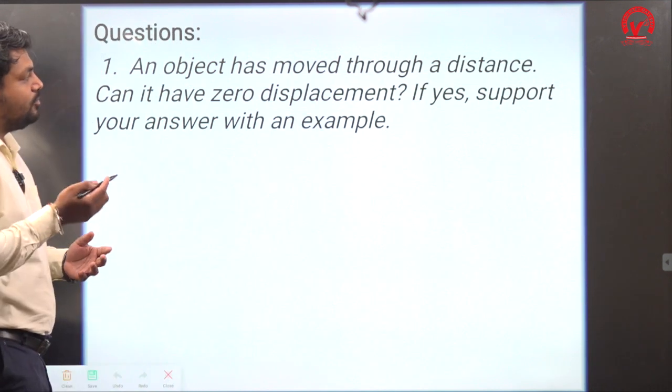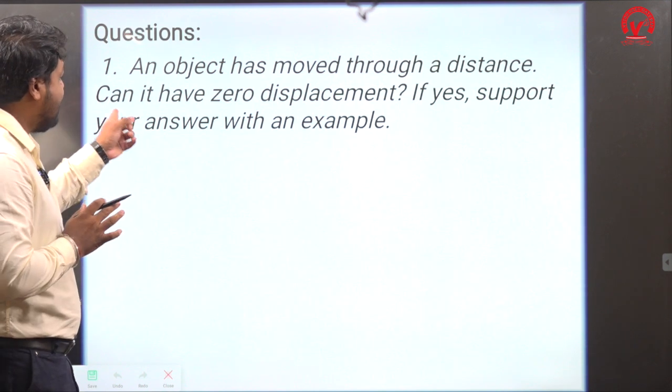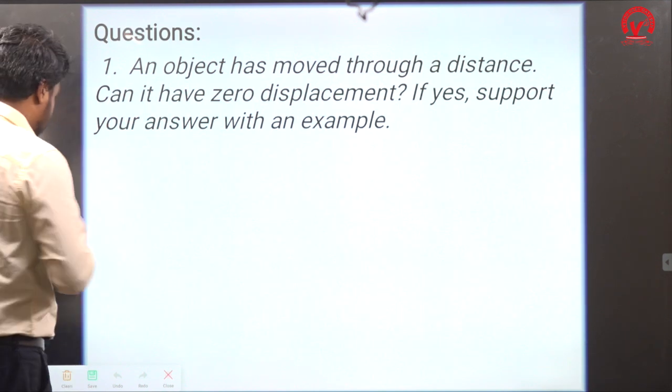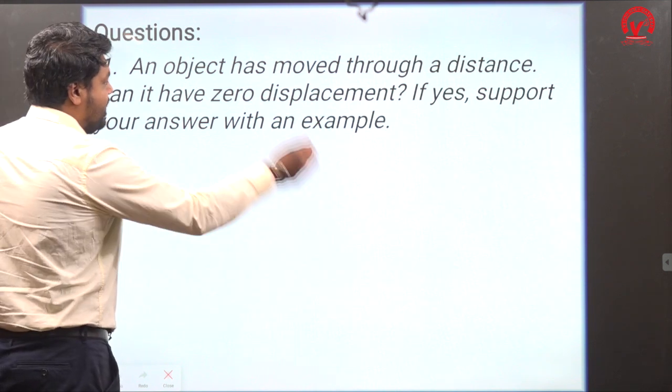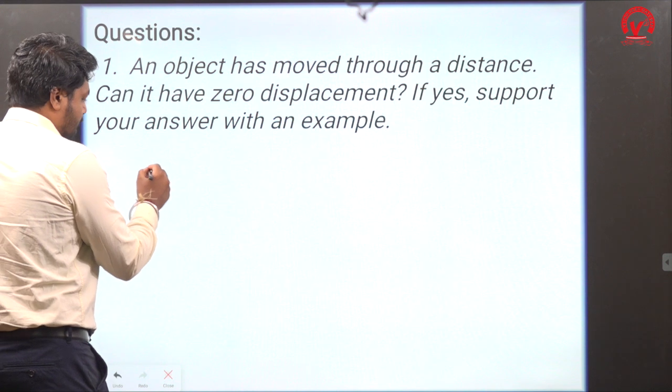An object has moved through a distance. Okay, can it have zero displacement? If yes, support your answer with an example. So listen here students, whether an object is moving through a certain distance, from A to B.